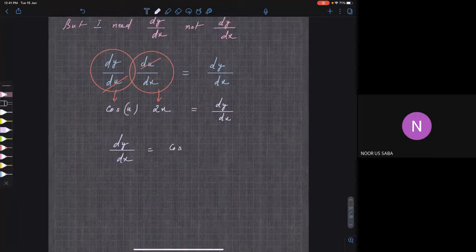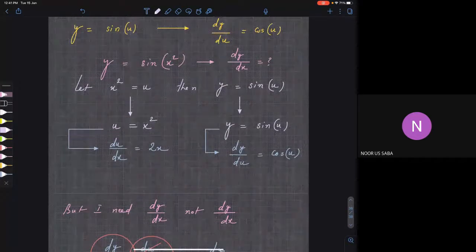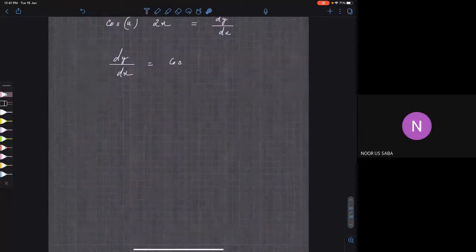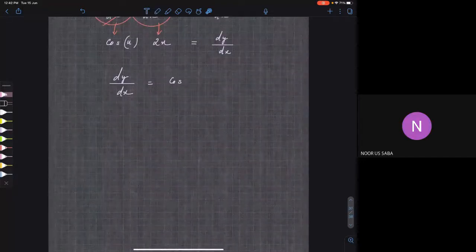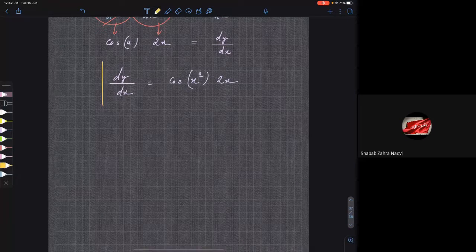But u was not given in the question. We assumed u, right? So what is u equal to? x square, right? Yes. So what will I get? Cos of x square times 2x. Cos x square into 2x. So now you are understanding why the chain rule is working. Yes, sir. So I'll give you one more example.